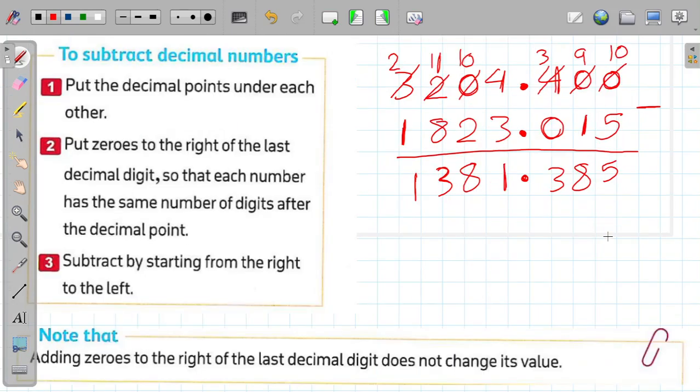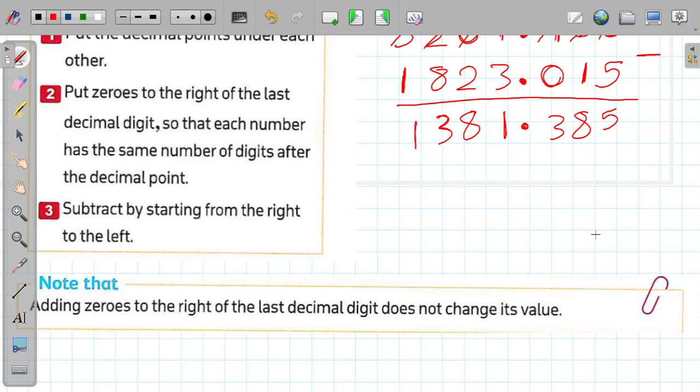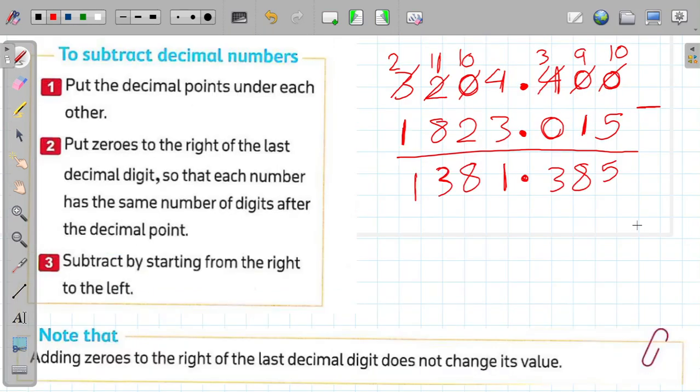Okay. Listen to this note. When I add zeros to the right of the last decimal digit, like I did here, it doesn't change its value. So I have here 4 tenths or 400 thousandths, it's the same value.